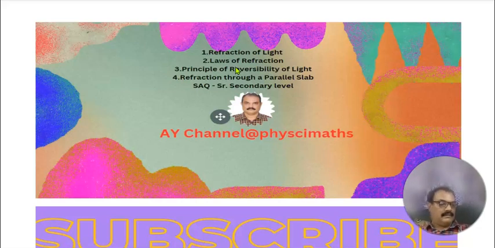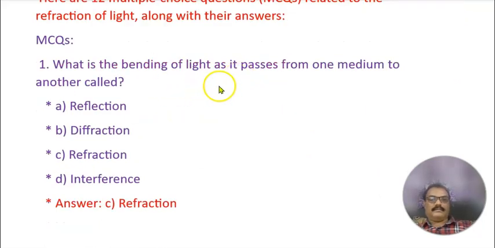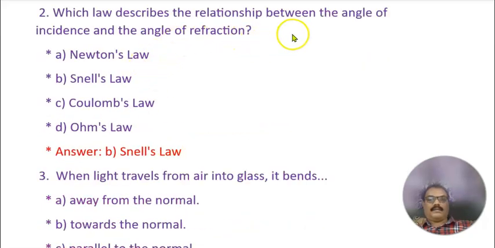Let us see. Here are 12 multiple choice questions, MCQs, related to the refraction of light, along with their answers. 1. What is the bending of light as it passes from one medium to another called? A. Reflection. B. Diffraction. C. Refraction. D. Interference. Answer: C, refraction. 2. Which law describes the relationship between the angle of incidence and the angle of refraction? A. Newton's law. B. Snell's law. C. Coulomb's law. D. Ohm's law. Answer: B, Snell's law.